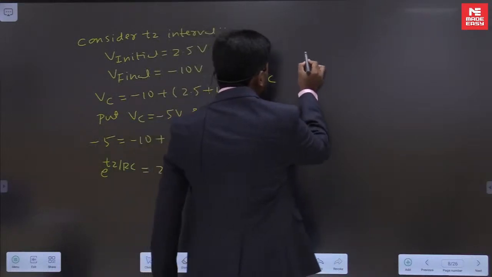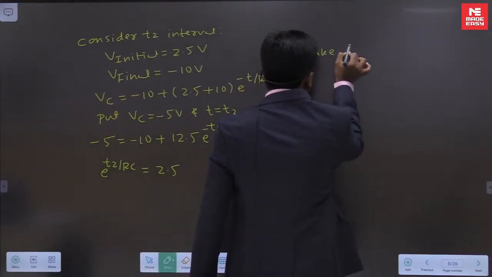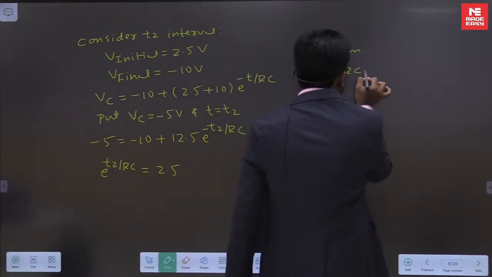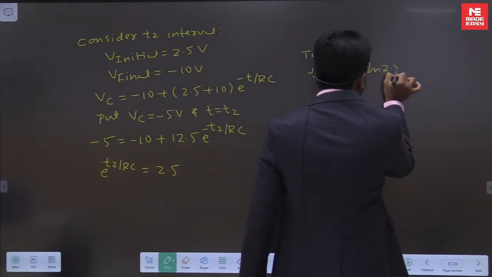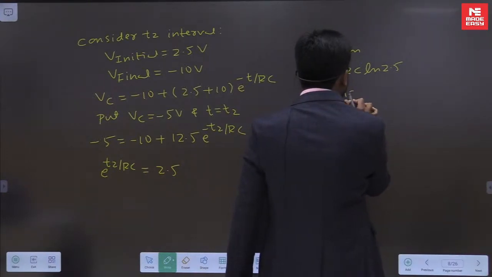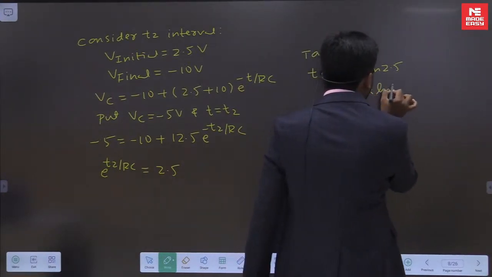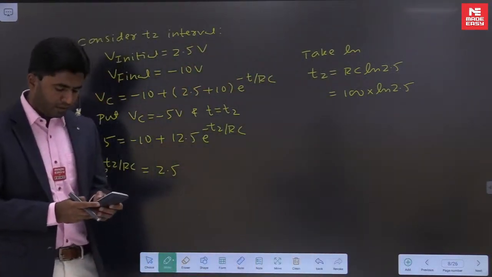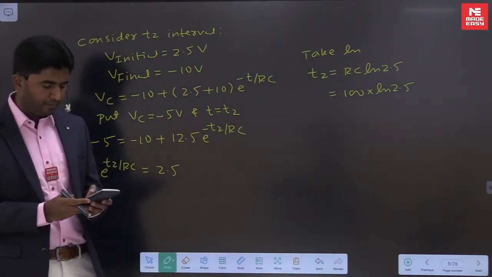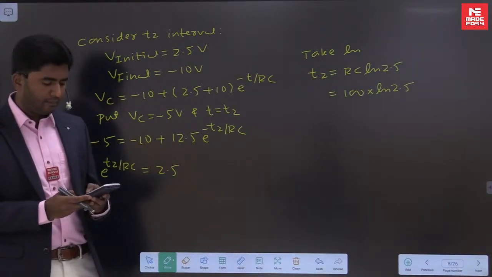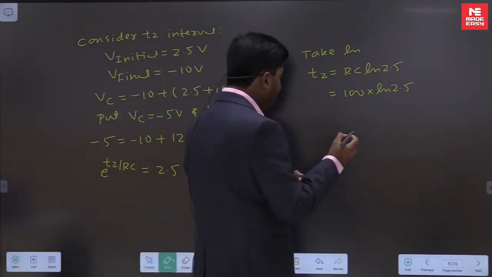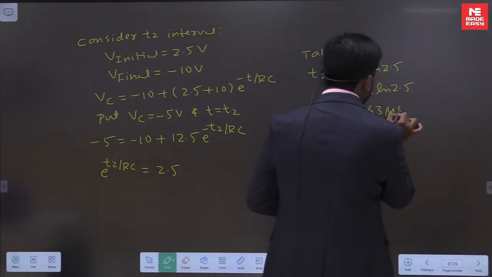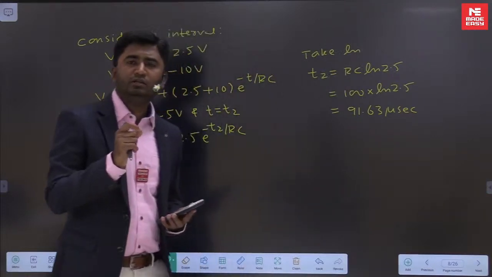Then take natural log on both the sides. You will be getting T2 equal to RC into ln 2.5. That RC is 100 into ln 2.5. तो आप यहाँ से T2 फाइंड करिए. ln 2.5 into 100. It is coming out as 91.63 microseconds. Okay, this is your T2.